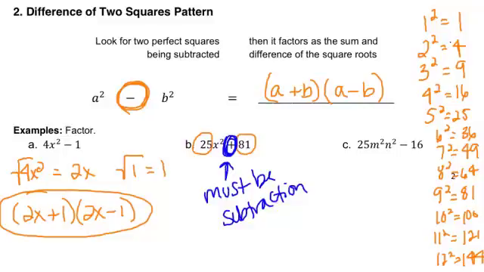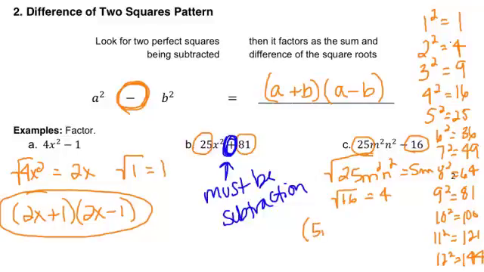Our last example, we have 25m squared n squared minus 16. Notice that 25 and 16 are both perfect squares. Also, m squared and n squared are perfect squares because m times m is m squared, n times n is n squared. So if we take the square root, 25m squared n squared is 5mn, and the square root of 16 is 4. So our factors are 5mn plus 4 and 5mn minus 4.